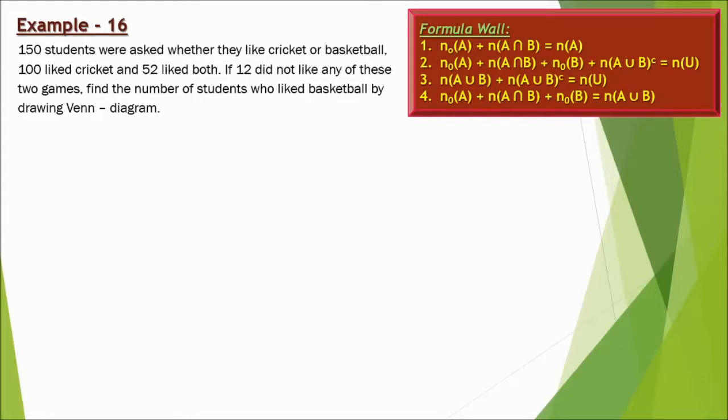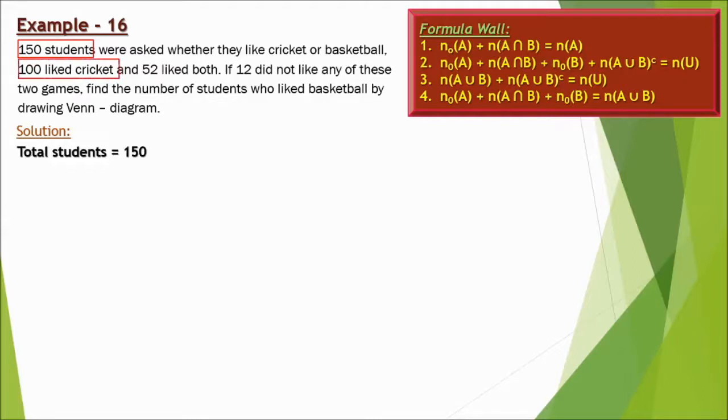so this concludes our question. Let's start the solution. First, 150. 150 is the total number of people in the survey, or you can see the group to whom the question was asked whether you like cricket or basketball, and you can see another number.